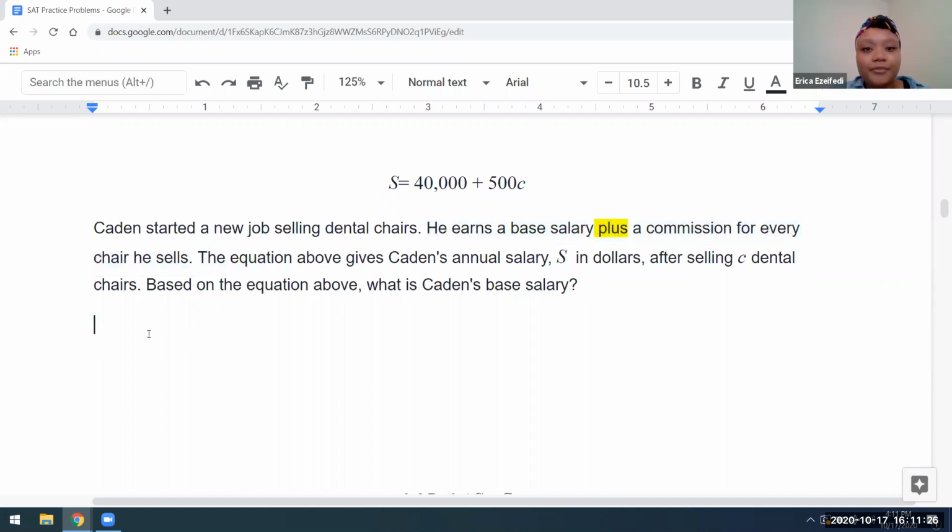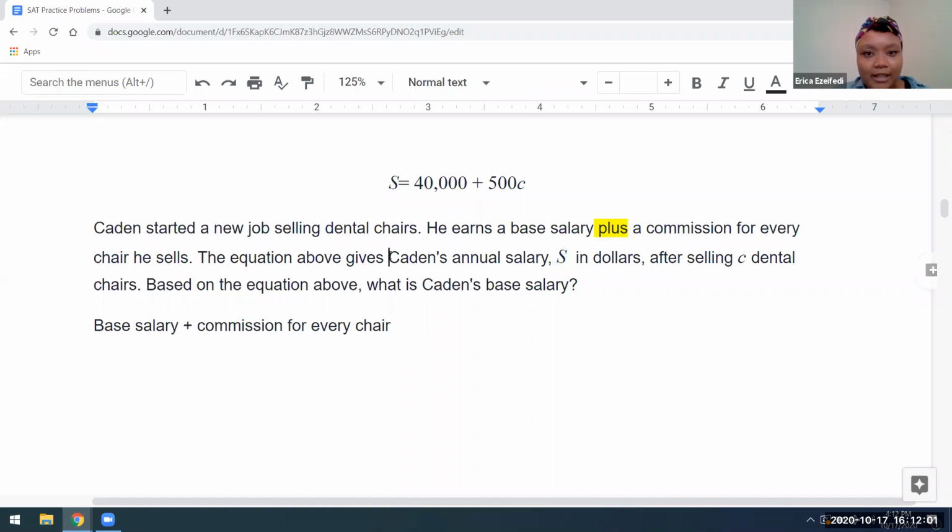So let's rewrite this phrase and start to make it more mathy, so to speak. He earns a base salary plus a commission for every chair he sells. So right there we have base salary plus commission for every chair. All right, next step. The equation above gives Caden's annual salary, S, in dollars after selling C dental chairs. Now, we have another piece of our puzzle here.